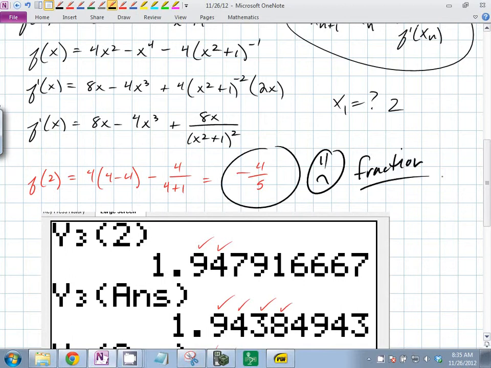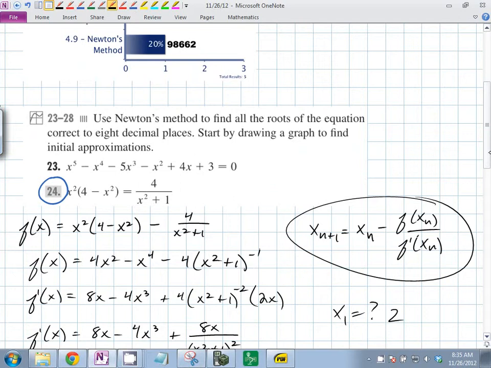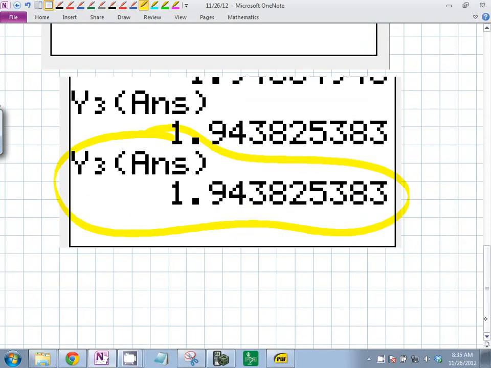Why? Look what it says in the question. Approximate to 8 decimal places. Do you have any idea what you'd have to do in order to get this correct to 8 decimal places? A ton of division and fraction work, right? Let's assume you were perfect at it. Let's assume you made no errors. It would still be really, really hard.